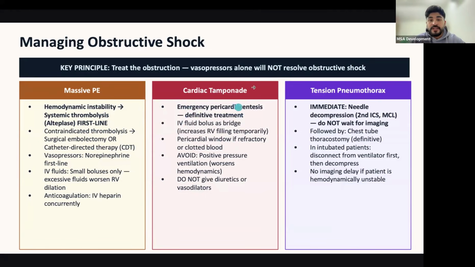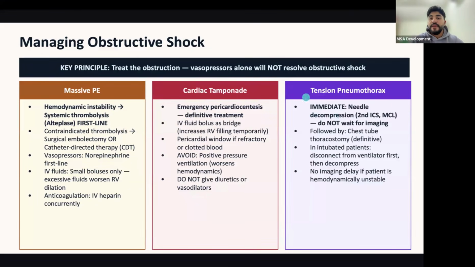For cardiac tamponade, emergency pericardiocentesis. The best thing you can do is just remove the fluid from the pericardium. That's number one. And of course, you give them fluid, and do not give them diuretics or vasodilators. It's only going to make it worse for them.